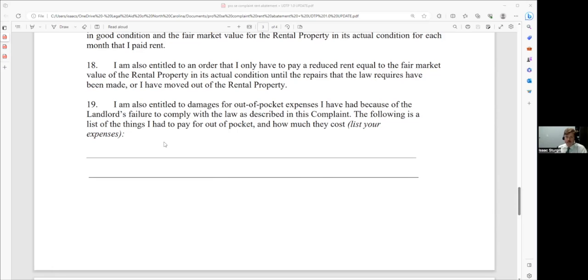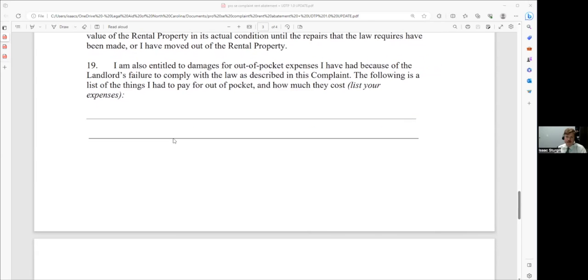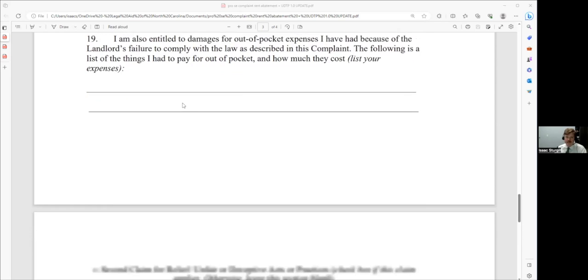I could say in this part that I also want to be paid back for those mouse traps, because I should have never had to buy them in the first place, because it wasn't my responsibility to fix the problem. So on here, you would list what the actual items are that the tenant had to pay for, and then how much they cost. So that's just a place to list those expenses.